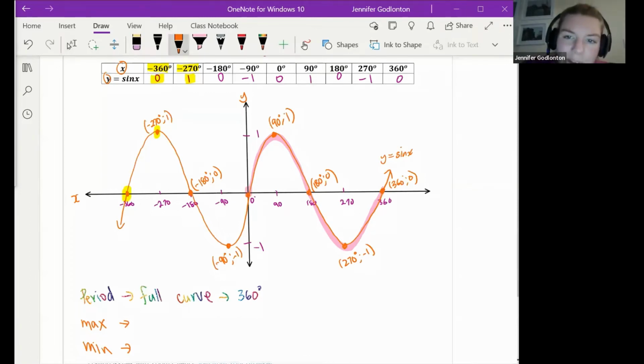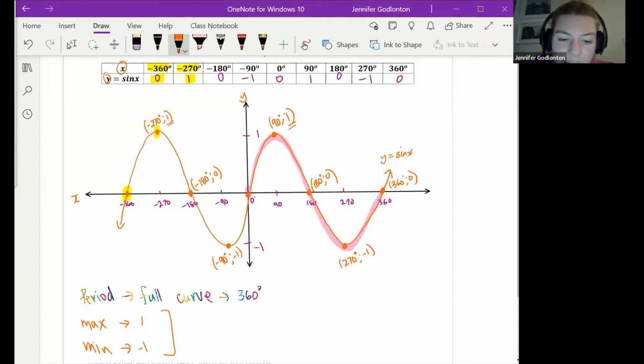Good. The maximum value can be 1. Do you see it never goes higher than 1? Okay. What's the minimum value that this graph could be? Beautiful. -1. So the smallest that my graph can be is -1. And this max and this min, they tell us our range.